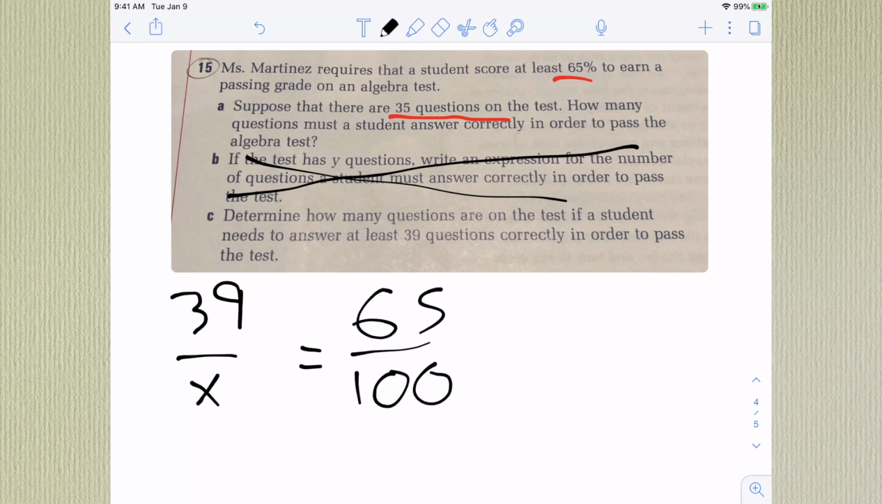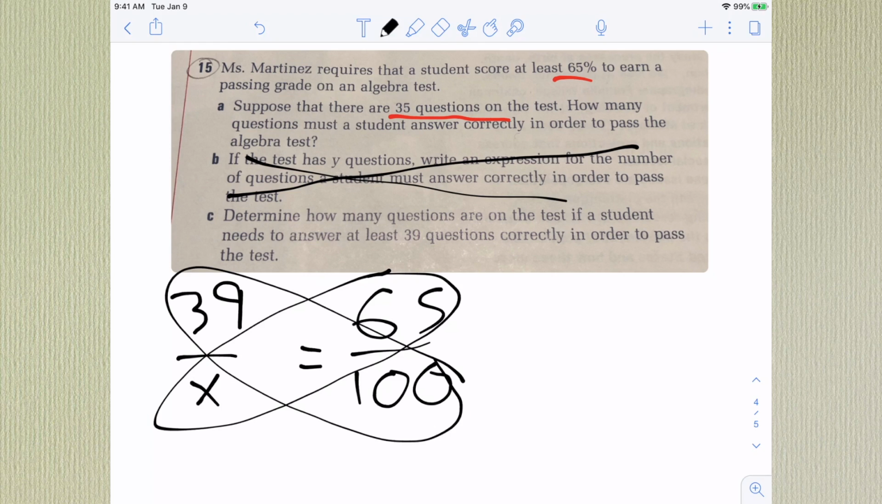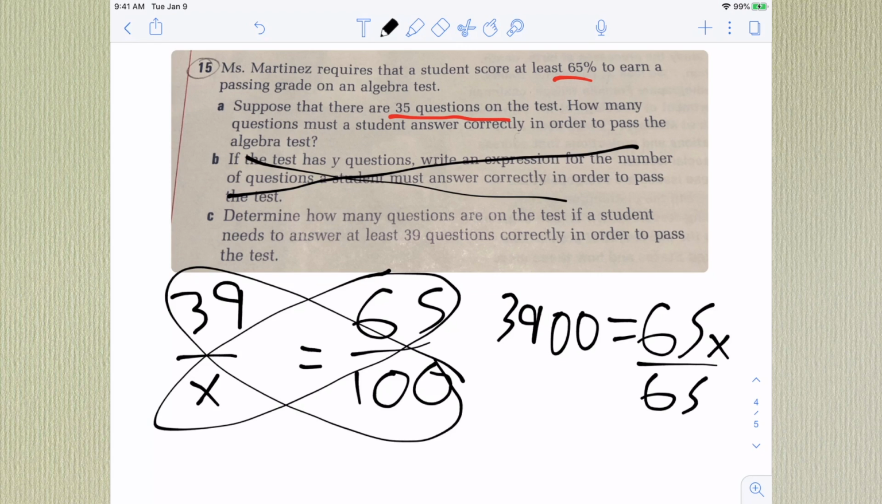So to solve this easily, we can use the butterfly method. If you have two fractions equal to each other, you can multiply the numerator of one by the denominator of the other, and vice versa. So you go like this and like this. That's why it kind of looks like a butterfly. And you can get 3900 equals 65x. And then from here, you can solve to get x by dividing 65 on both sides, and your x is 60.